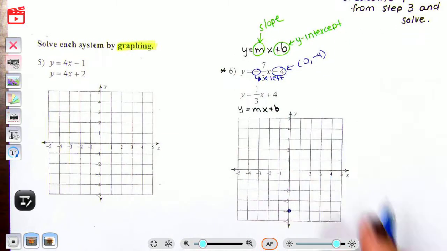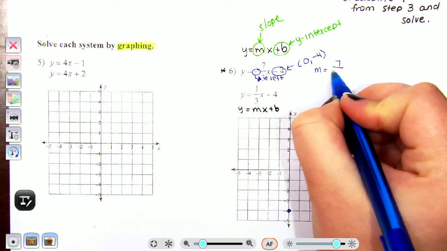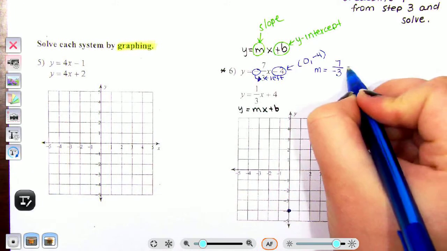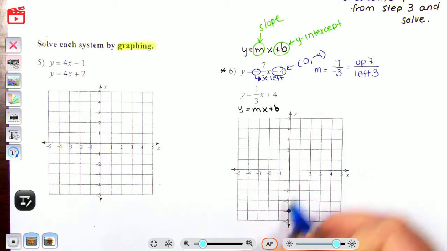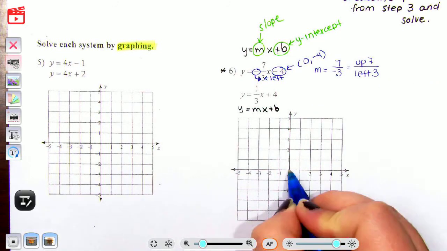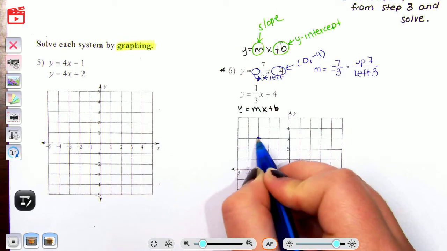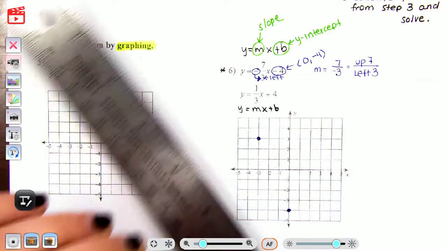And then I'm going to go my slope. I'm going to write that here. Slope is 7 over -3. So I'm going to go up 7, left 3. So I'm going 1, 2, 3, 4, 5, 6, 7. Left 3, 1, 2, 3. There it goes. And how many points does it take to make a line? It just takes 2.